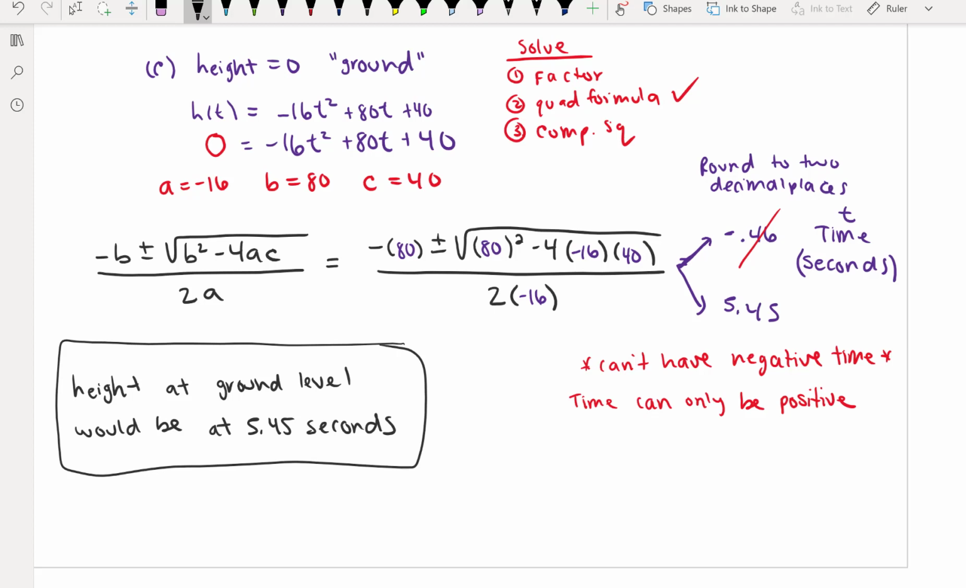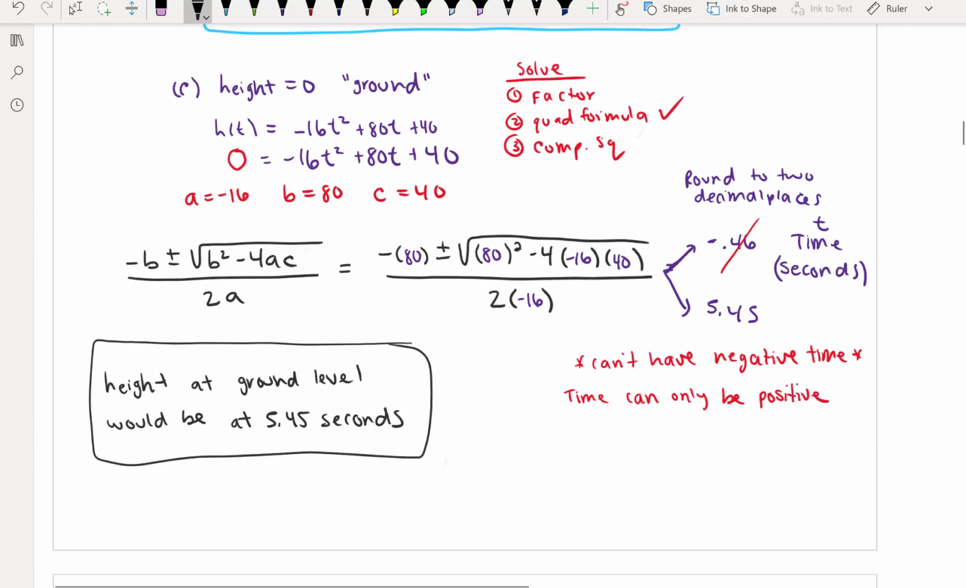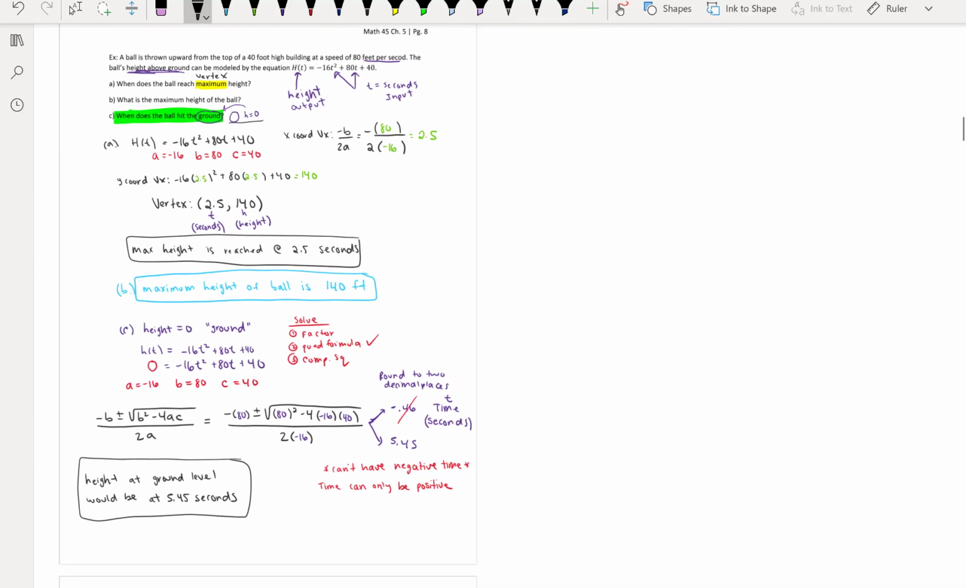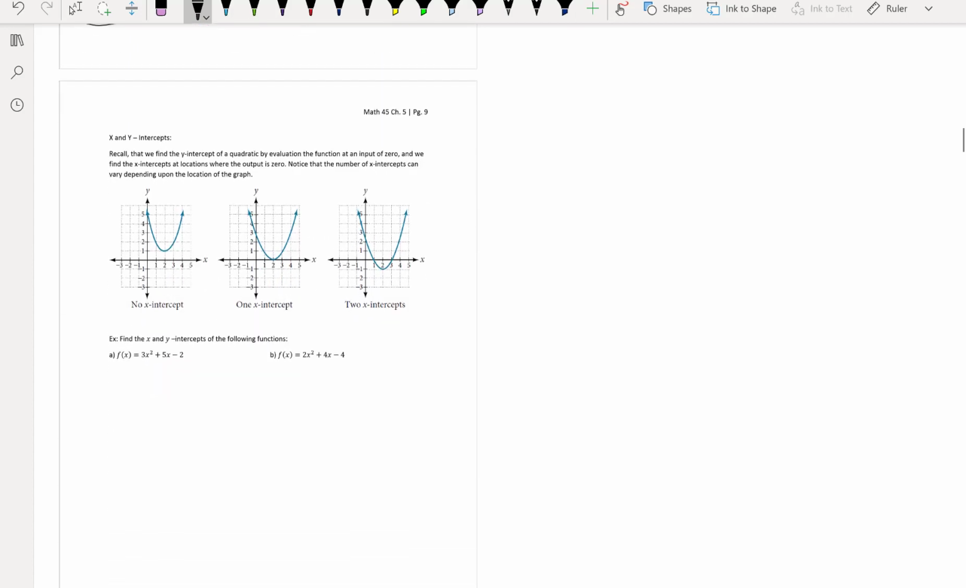Okay. Well, I hope that helps to understand this problem. It's a very nice word problem. So we had maximum height, and when does the ball hit the ground? So there it is, a bird's eye view. So let's go on to page 9 now.